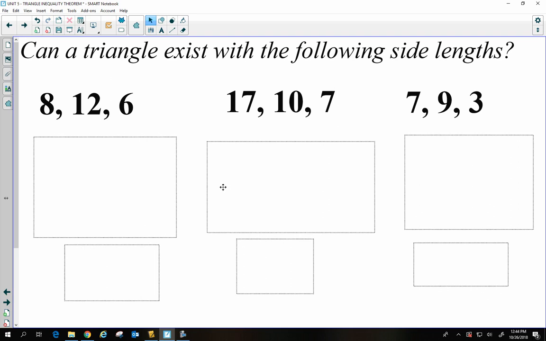So I've got a few here I want you to try, just like we did on the last three. Use those three as an example, and I want you to try these three and figure out whether or not I could build these triangles. So pause here, try these three, and then press play for the answers.